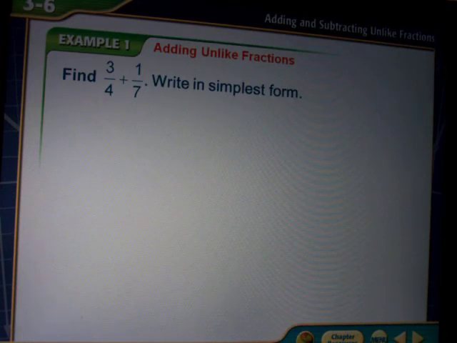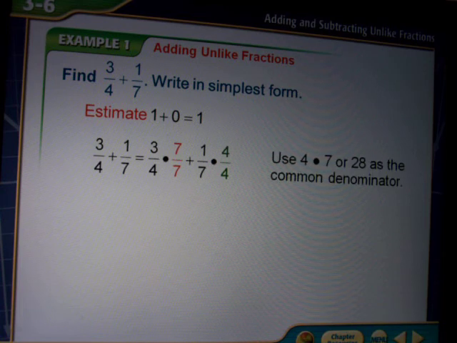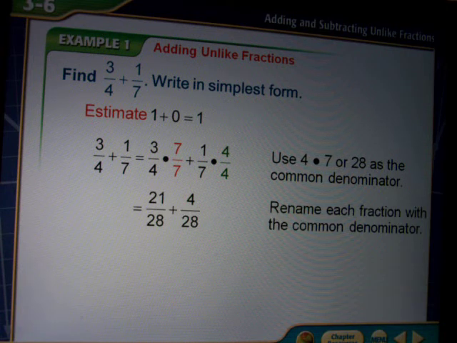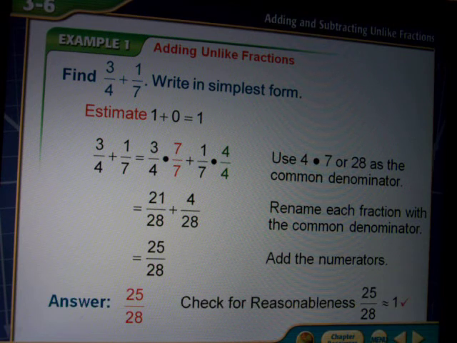So we're going to take 3/4 plus 1/7. We're going to write it in simplest form. So they're having you estimate first to give you an idea as to how big of a number we're dealing with. And it's going to be a pretty small number. So we're going to use the common denominator of 28. So we're going to take 3/4 times 7 over 7 and take 1/7 times 4 over 4, so that we have common denominators of 28. So we have 21/28 plus 4/28. We add those together, we get 25/28. And that is in simplest form, and when we check it compared to our estimate, it comes out to be a pretty reasonable number.